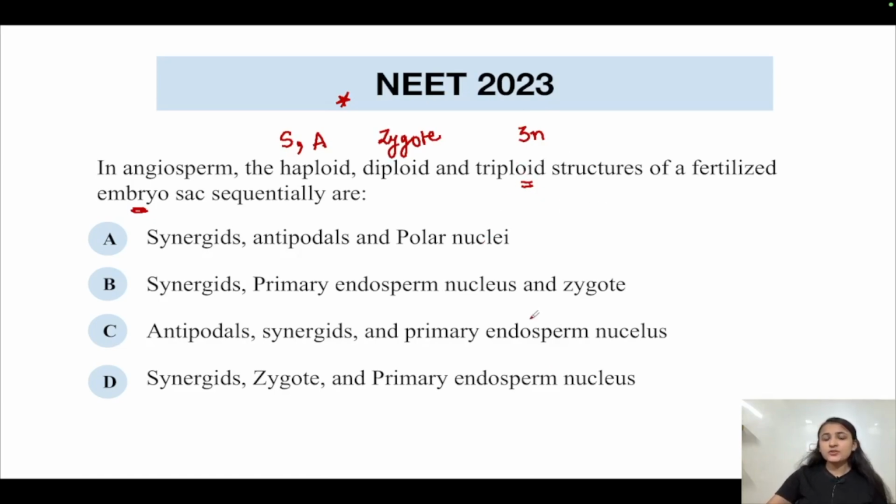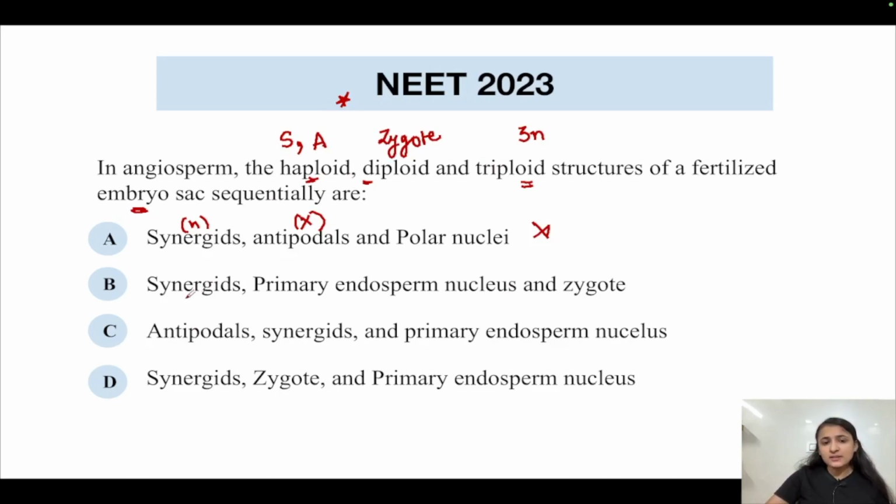So let us look at the options. Option number 1 is saying that the haploid structure is the synergids. Yes. The diploid structure is the antipodals. No, this is incorrect because antipodals are haploid. So this option is incorrect. The second option: we have to see that respectively, in the same order, the first element mentioned should be haploid, the second should be diploid, and the third should be triploid.